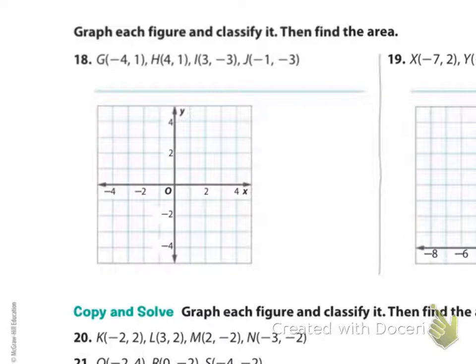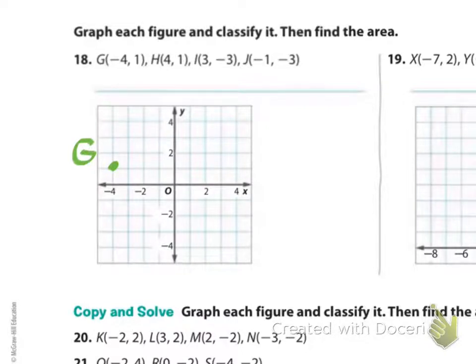So point G would be (-4, 1), so you're going to go over 1, 2, 3, and -4, and then you're going to go up to +1. Okay, so I'm going to erase this here and show you that I go over to -4 and up to +1. It's hard to do the little point here, but this is point G.